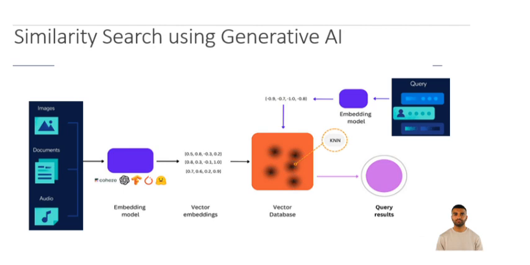Query embedding model. A query is passed through an embedding model to convert it into a vector format. For example, a user might search for images, documents, or audio similar to a specific query. The embedding model transforms the query into a vector like 0.9, -0.7, -1.0, -0.8. When a user makes a query, such as searching for similar images or documents, the query is converted into a vector using the same or similar embedding model.